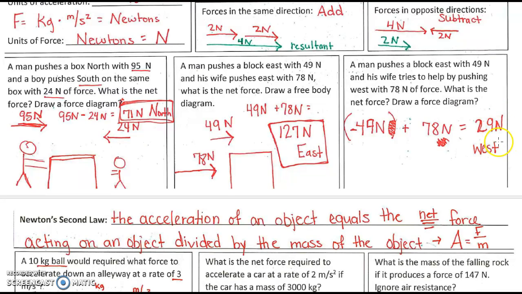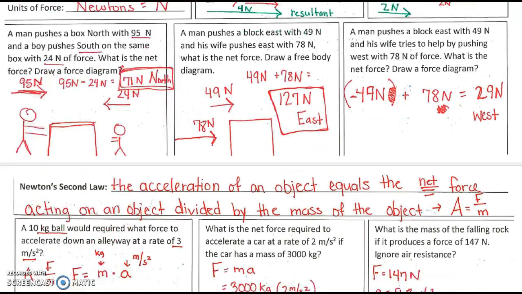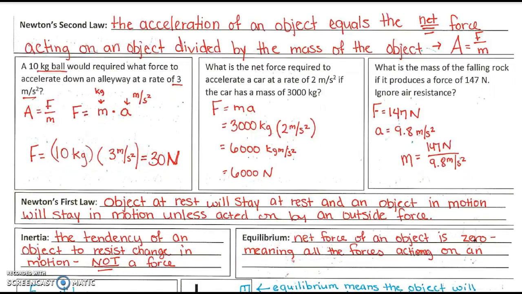Now the reason why I ended up with west is because my positive direction is considered west. With a positive answer, I have a direction of west. So we get into Newton's second law of motion, and it states that the acceleration of an object equals the net force. And that is a pretty important word in this because it takes into account all forces we've discussed affecting the object divided by the mass of the object. So acceleration equals force divided by mass.